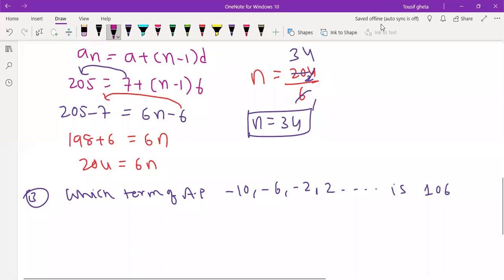Right answer. Arfat Hussaini, right answer.